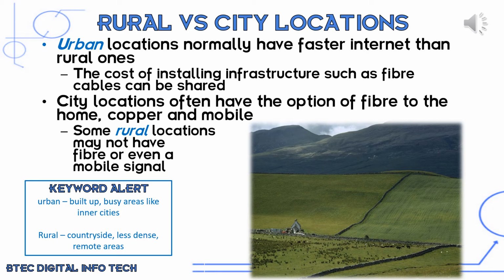So when we're talking about black spots, they tend to pop up in rural locations. What we mean by rural is in the countryside, in a less densely populated or remote area. As you can see on one of the images that comes up, it is basically right out in the middle of nowhere.